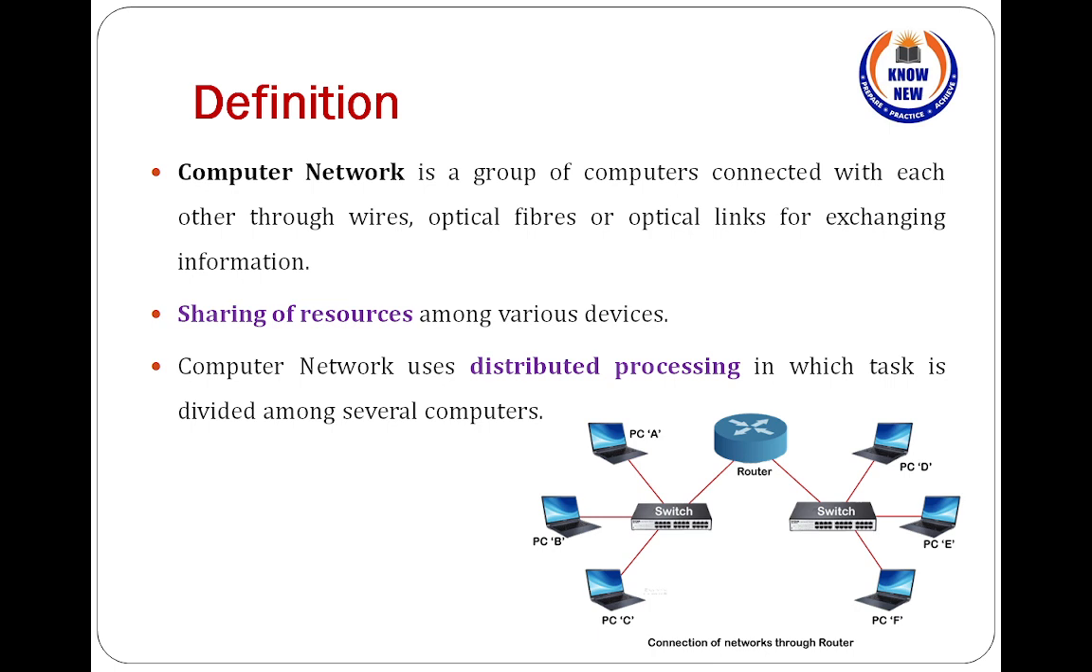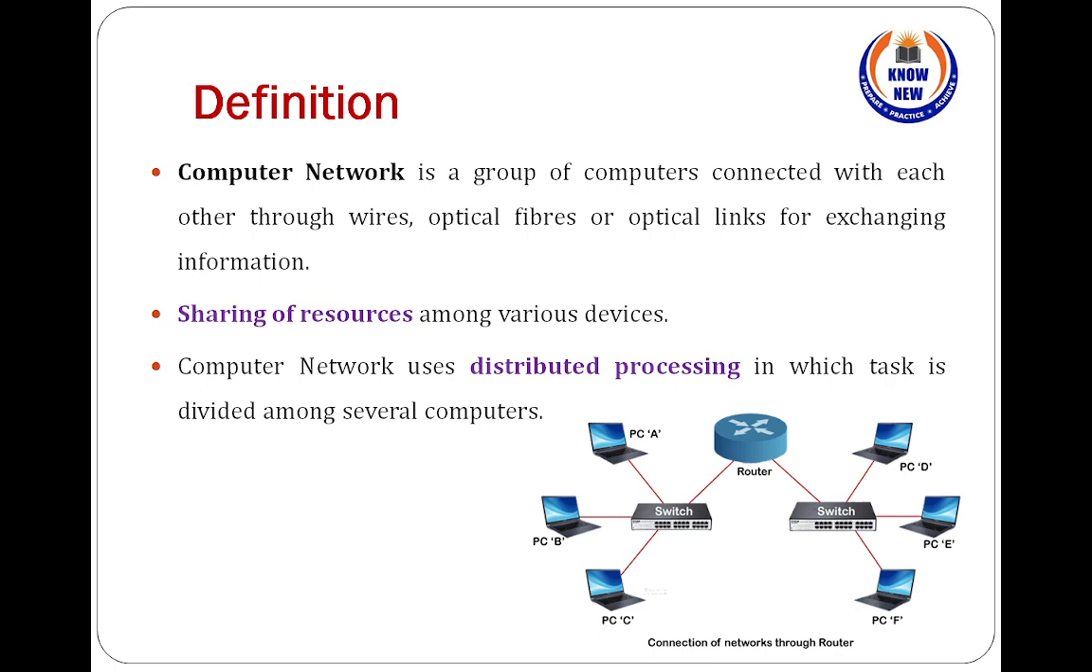A resource is, for example, a printer. A file is also a resource, and a database is also a resource. One small example: in a laboratory you can assume you have 30 machines and only one printer. If any user wants to take a printout, it is possible only if it is connected through the LAN network. That is the resource sharing process carried out in networking.